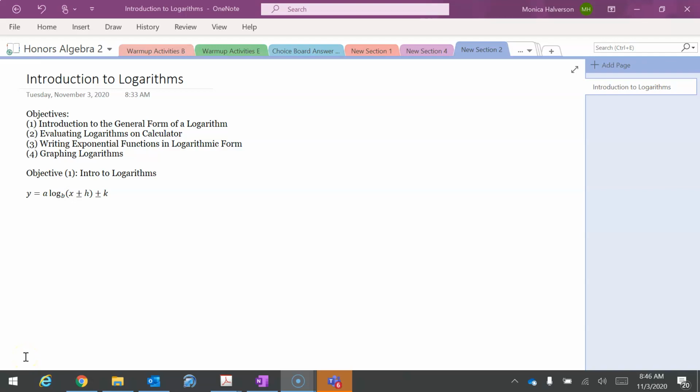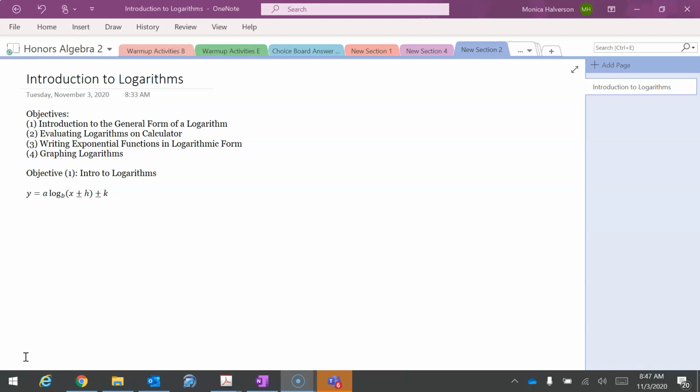Good morning, everybody. Today we are going to have an introduction to logarithms. All right, our second set of functions we're going to look at this unit. And what we're going to talk about is what a logarithm is, how do we evaluate logarithms on our graphing calculators, how do we convert between exponential form and logarithmic form, and how we graph logarithms. So today is rather a long lesson.